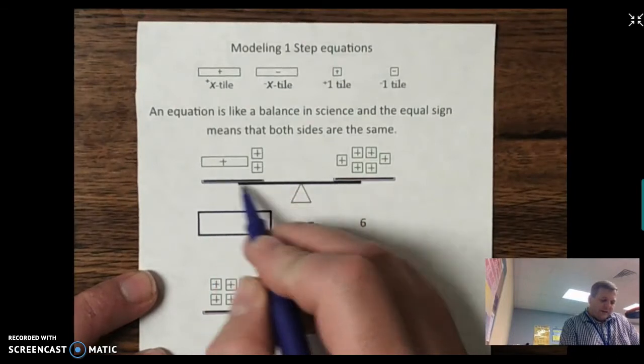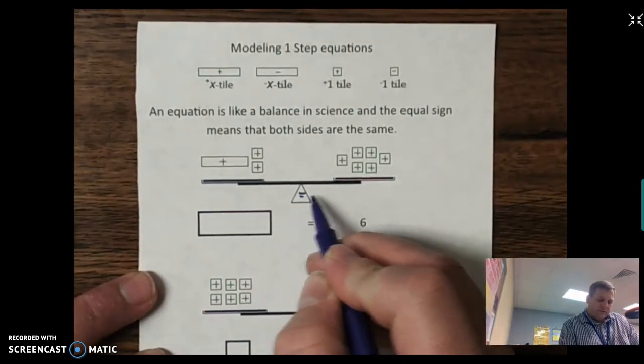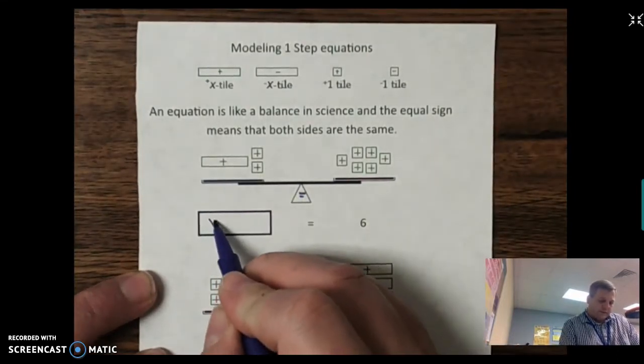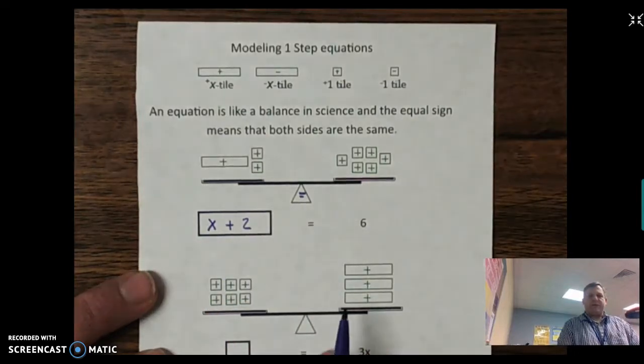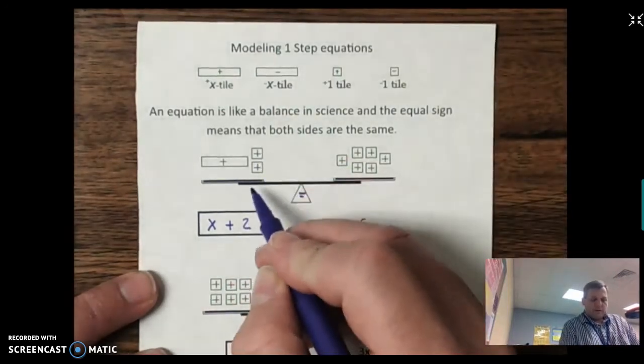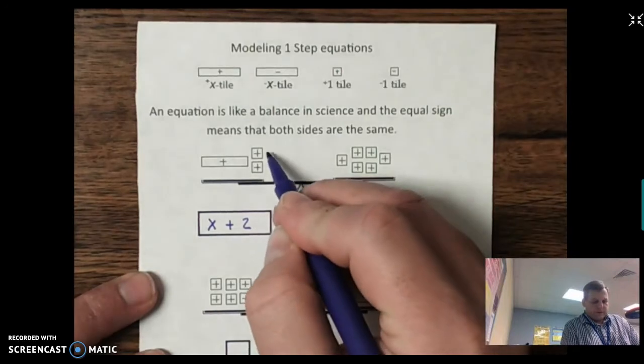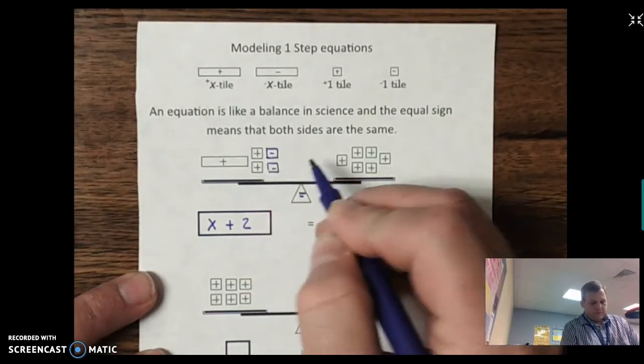So on this side of my balance, remember this is your equal sign. On this side I have 1x and 2 positives. 1x plus 2 equals 6. If we're going to solve this, remember our goal is to isolate the x. So we need to get rid of our 2 positives by adding 2 negatives.